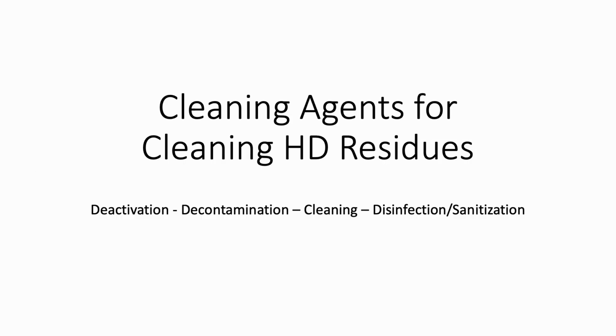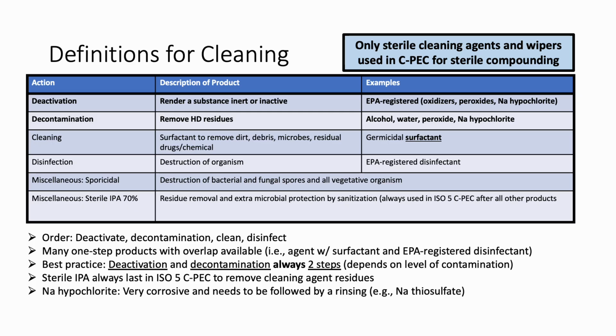So now we're going to introduce a couple other terms to our cleaning list, which are called deactivation and decontamination. Just as we discussed in non-hazardous drug compounding, we're going to go over some definitions and include the two new ones, deactivation and decontamination. Deactivation is the rendering of a substance inert or inactive, and it's done with an EPA-registered oxidizer, peroxide, or some other chemical. And then we have decontamination. Decontamination is the removal of hazardous drug residues, and that can be done with water or alcohol, peroxide, or something else, as long as it's removing those residues.